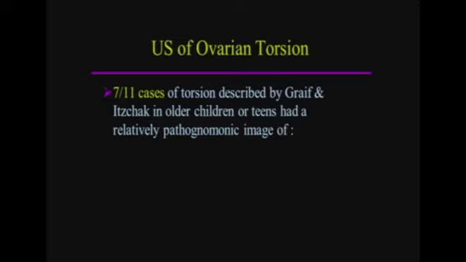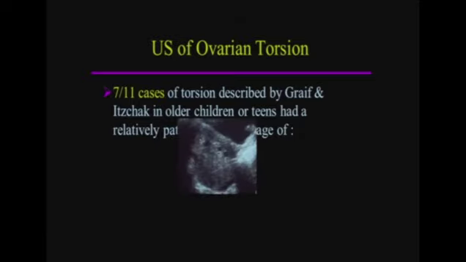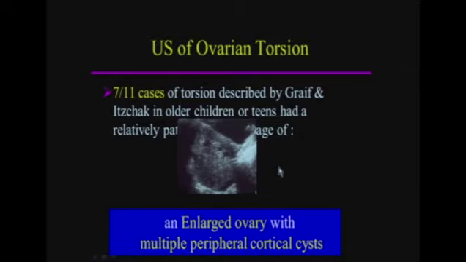7 of 11 cases of torsion described by Graf and Itzchak, an Israeli group, among older children or teenagers that they were studying, produced the relatively pathognomonic image that we've shown you, which is peripheral cysts and a solid ovary. It is said that the ovary in torsion is solid, more typically in the adolescent, and in the rarer pediatric cases, it's more cystic. So again, this is an enlarged ovary with multiple peripheral cortical cysts, evidence of ovarian torsion.